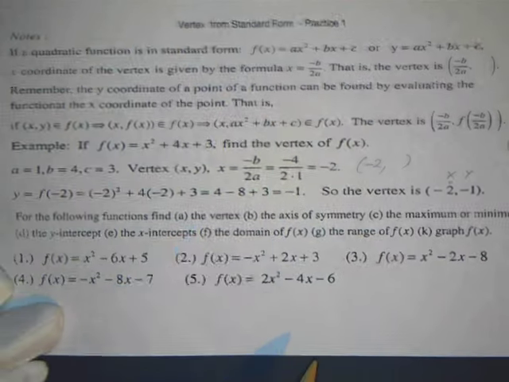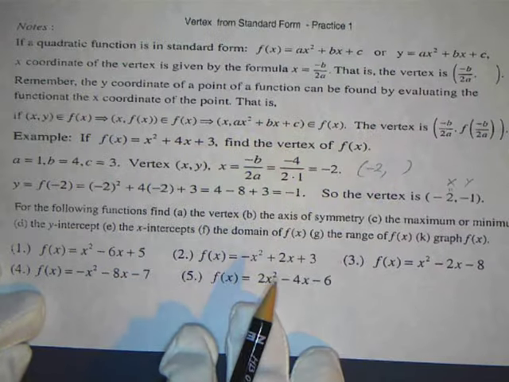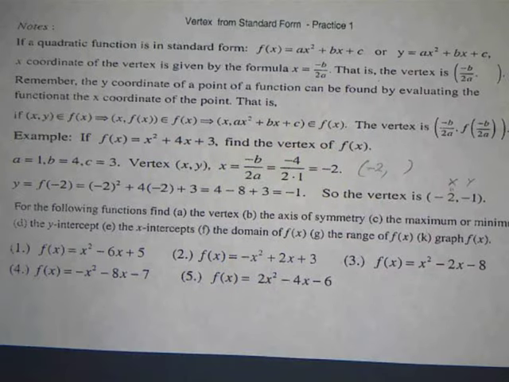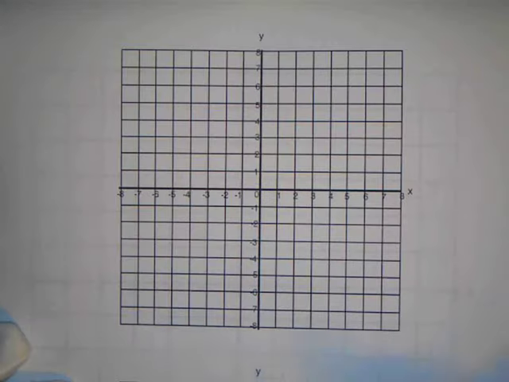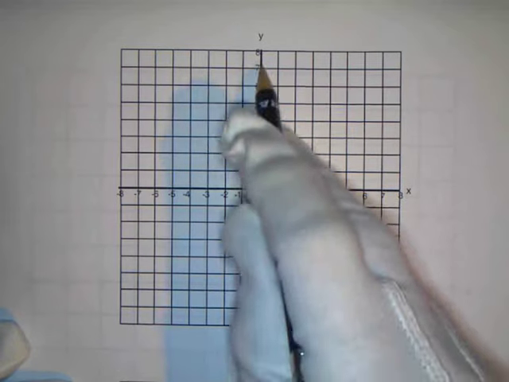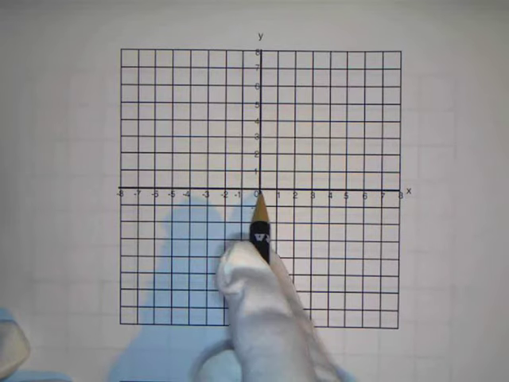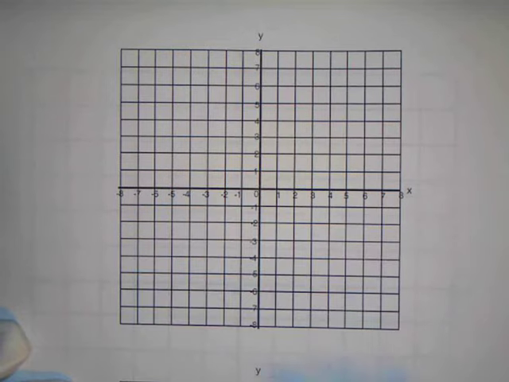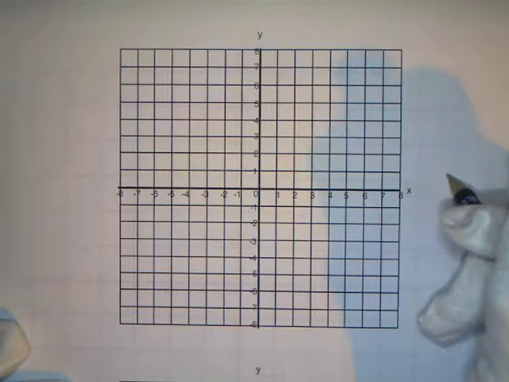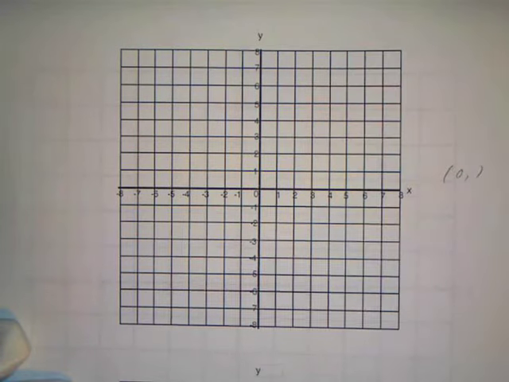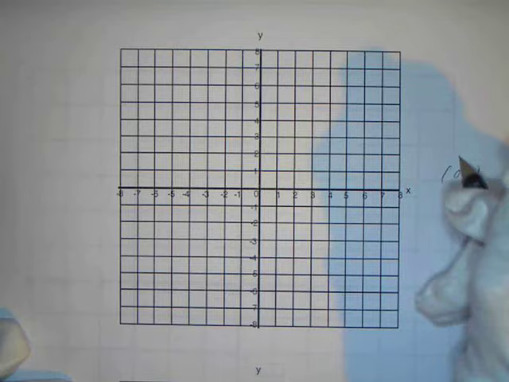Now the y-intercept. In other words, if we look at our function, if we look at our graph paper here, the y-intercept is where the function crosses the y-axis. And the x value, when a function crosses the y-axis, is 0. So the y-intercept is 0, something. That's the y-intercept. When the x is 0, what's the y?